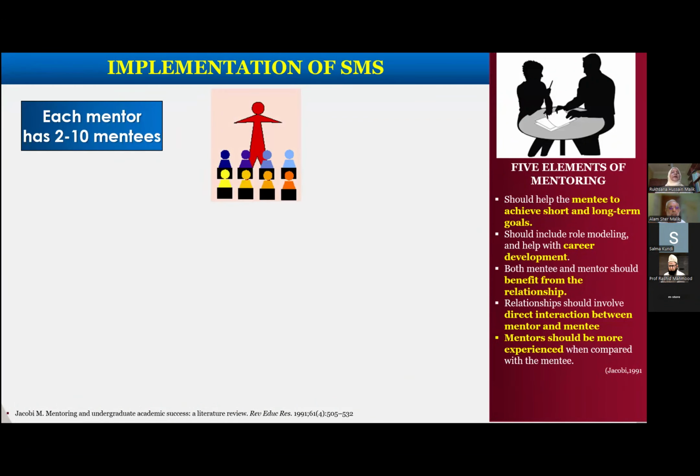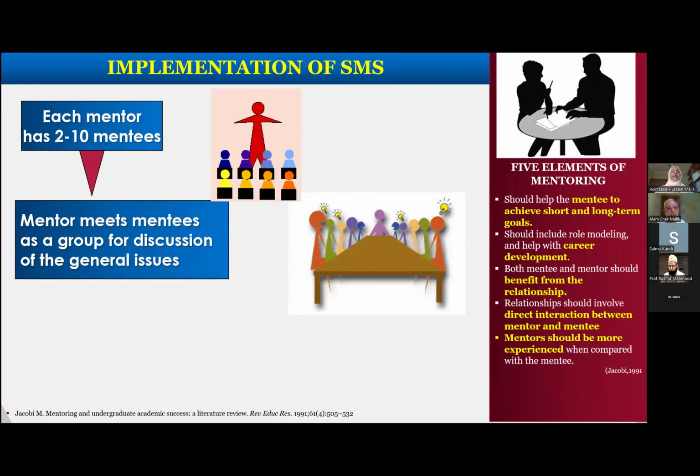Okay, so there is one mentor for about 2 to 10 mentees. Sometimes the number increases, which is too much, because more than 10 is practically a burden for the mentors. Mentors are also involved in teaching, in their own research, and in their own KPIs and all that. So with more than 10, the mentors start complaining. Mentors meet the mentees as a group for discussion of the journal issues.